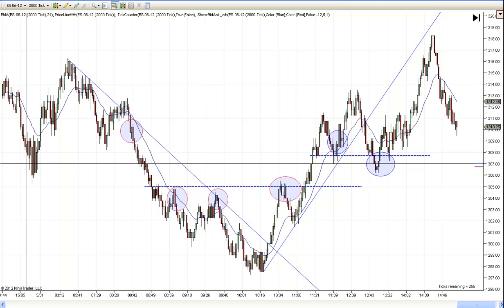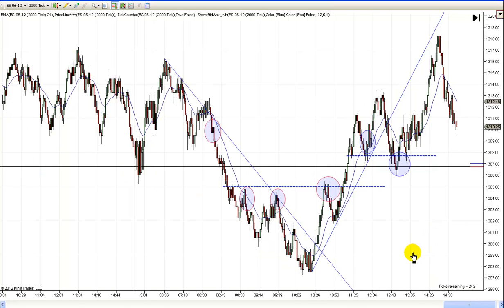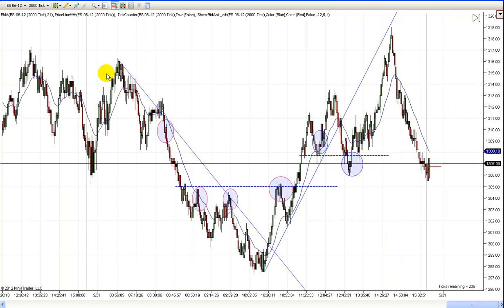This is Mac with PriceActionTradingSystem.com, and this is Thursday, May 31st, last day of the month, and this will be our chart lesson for today. Let's back out here where you can see the big picture. We had this downtrend, then a reversal, and then an uptrend, and everything kind of worked out pretty standard.